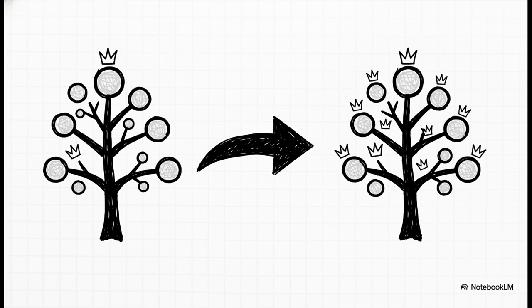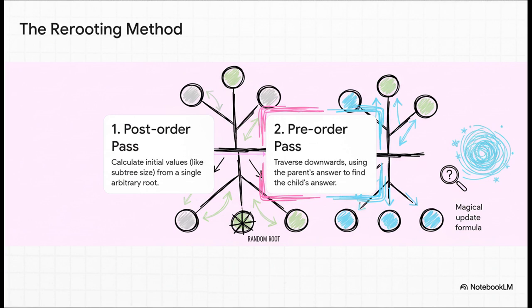Trying to just brute force it and run a full DFS from all n nodes would be way too slow, probably O(n²). Rerouting is the clever technique that gets it all done in O(n). The method is this beautiful two-pass process.